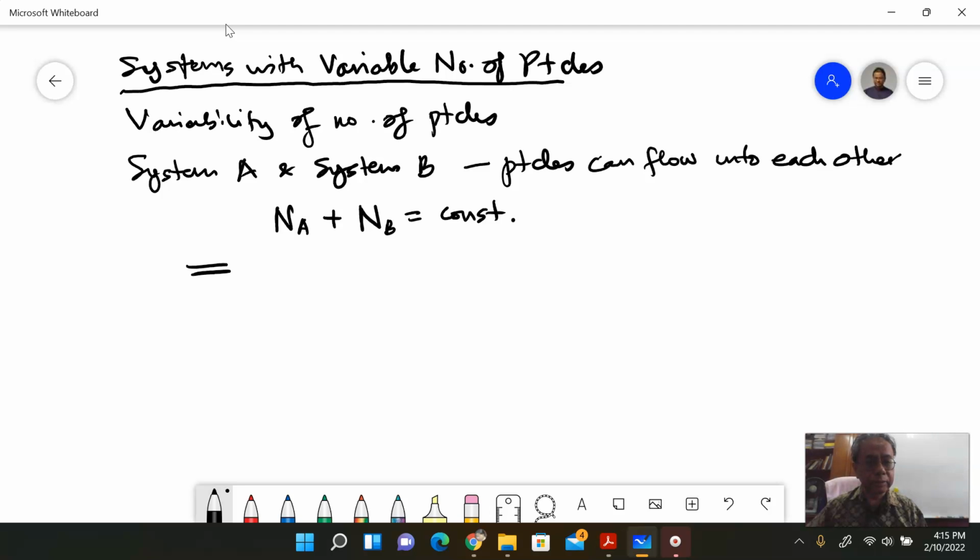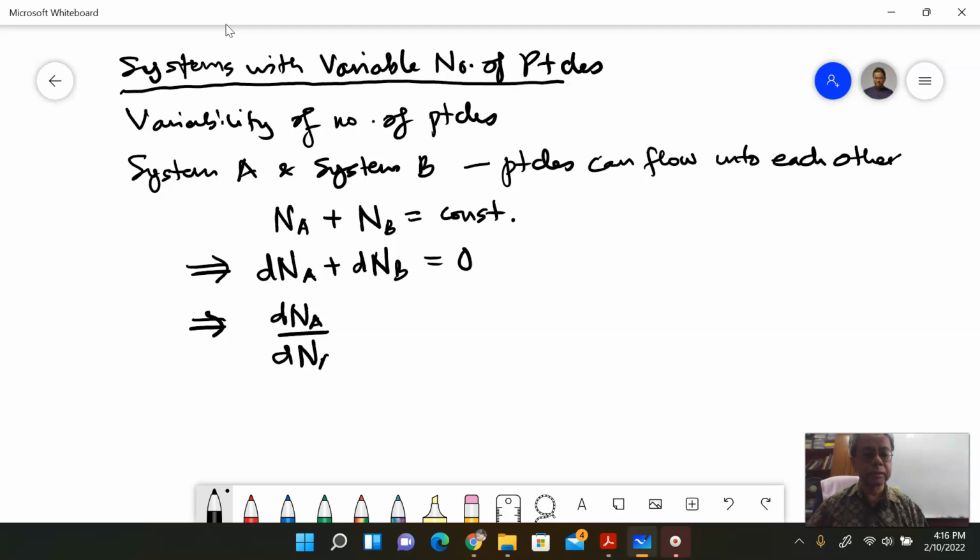So in other words, any variation of these numbers should obey this equation, or in other words, one could rewrite this as a differential, like a derivative kind of thing. dNA over dNB equals -1. So this is sort of one way to do this. So there are two ways.